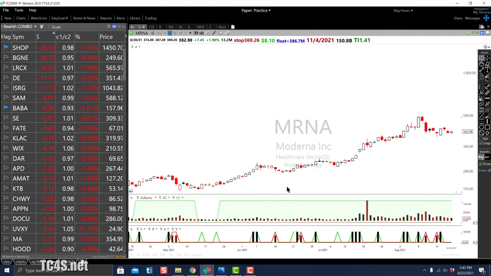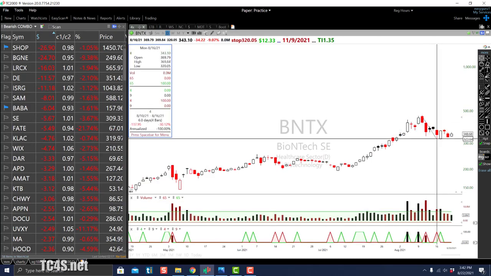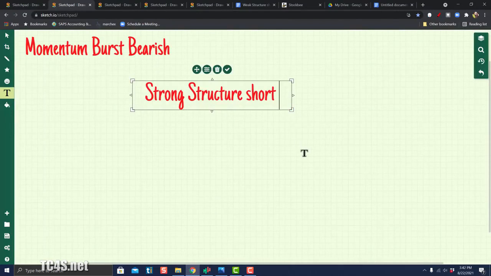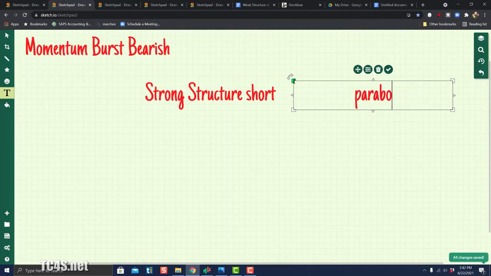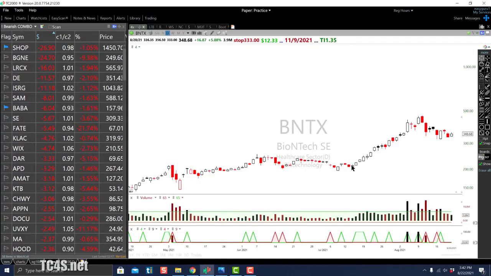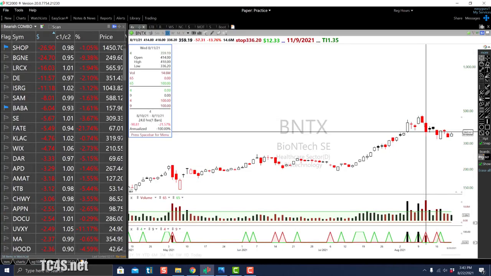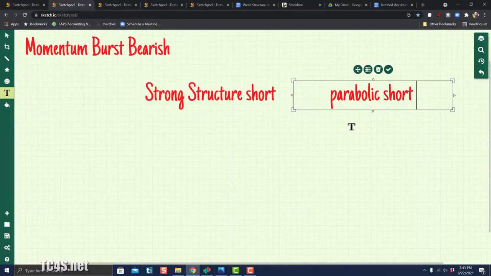Or there are other stocks like, I think, Bentex, a similar kind of thing here, breaking down, and after that it made a 137% move. So strong structure short is similar to what others call parabolic short. Essentially it's a stock which was very strong, and then it has a big range expansion to the downside. And if you see, the stock was going up, this was a big range expansion to the downside, and then the stock went down. So strong structure short, or parabolic short.